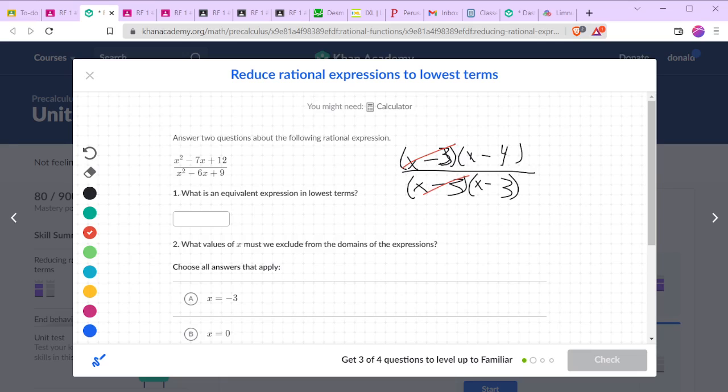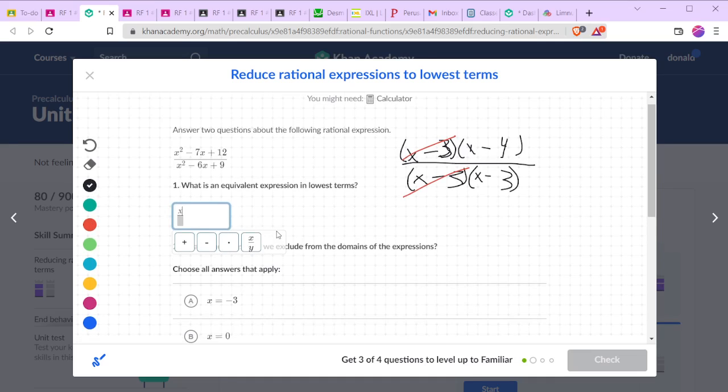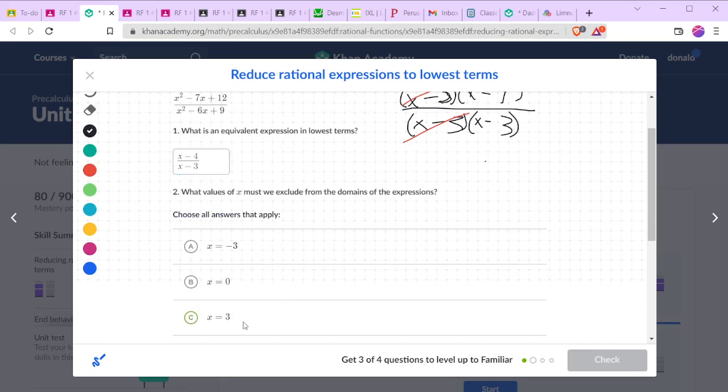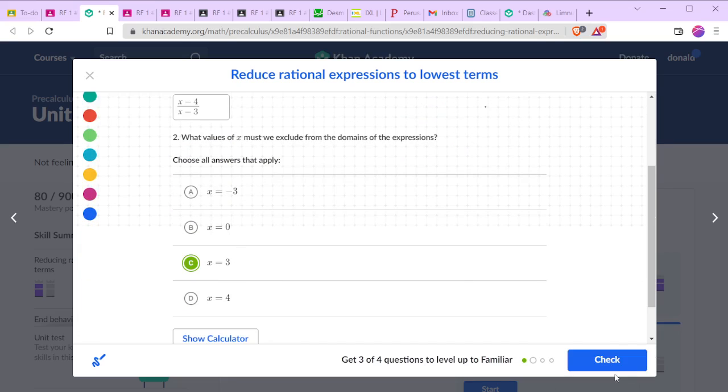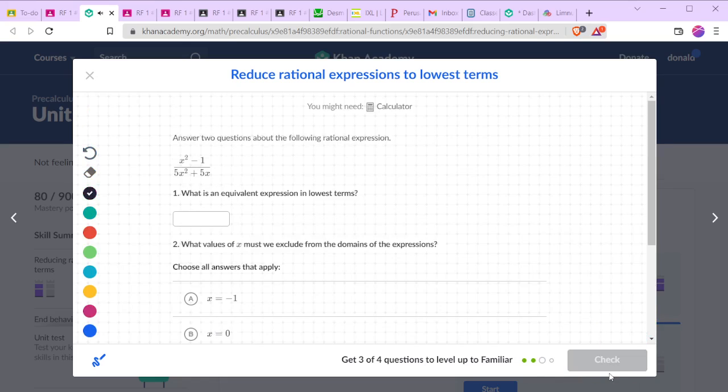So our 3's cancel. The equivalent expression in lowest terms is x minus 4 over x minus 3. And the non-permissible values are just x equals 3, since that factor repeated.